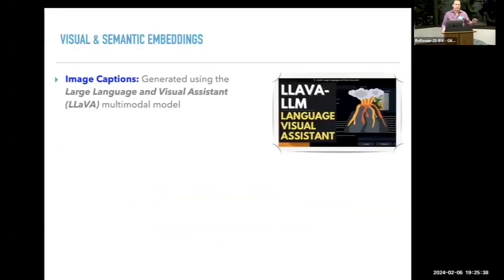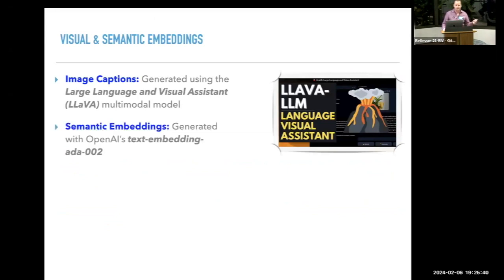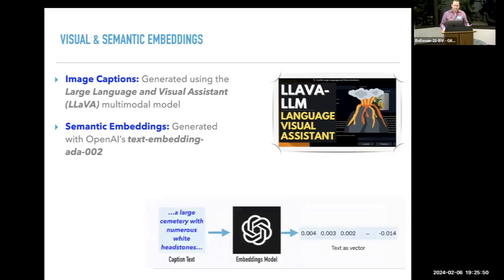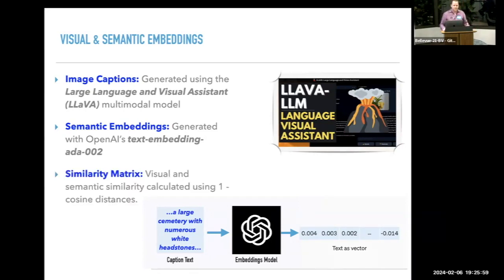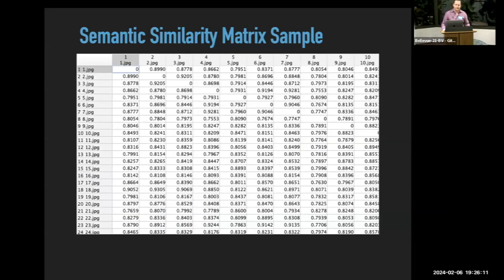So from there, having captioned all of these images, we then ran the captions through a text embeddings model through OpenAI. Therefore we have extracted those embeddings as well. We basically run the caption text through the embeddings model and get this text as vectors, essentially. And just like with the visual information, now we have both visual and semantic matrices of cross comparisons across every single image of the database. And this is an example of what that looks like.